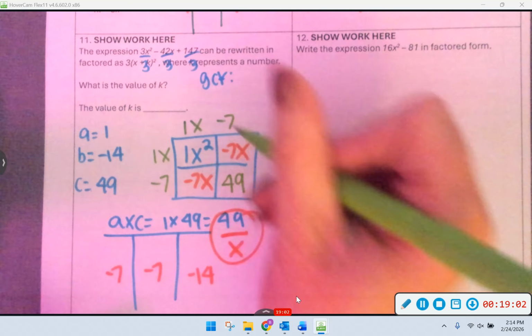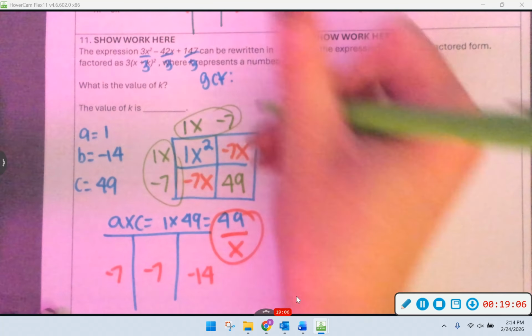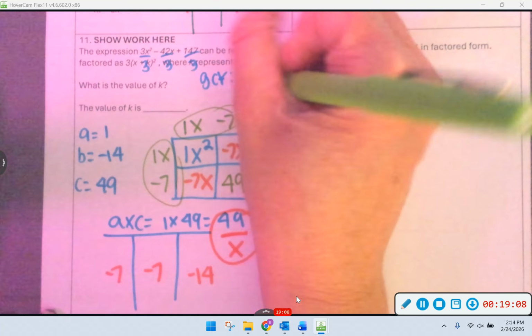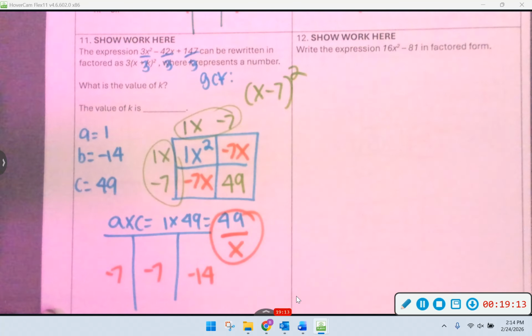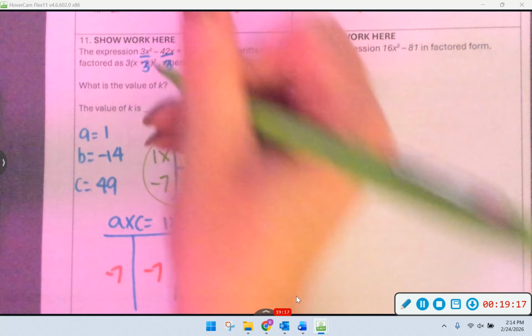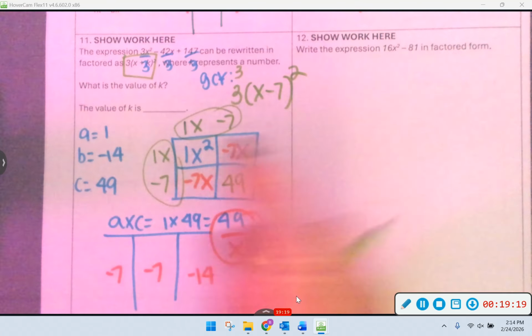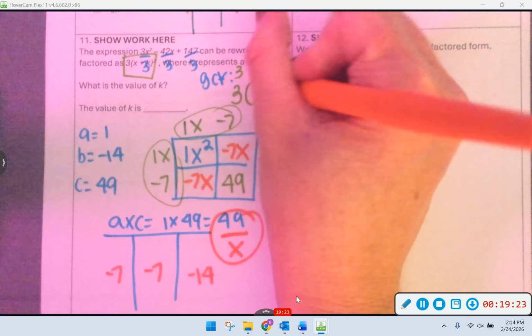Now, this is repeated twice. Since that is repeated twice, we're going to write it as x minus 7 squared, because there's 2 of them. Now, we can't forget the GCF, 3, outside. Now, I kind of wrote over it, but we're going to look here. It says 3 times x plus k squared. So we're looking at the negative 7 as our k.